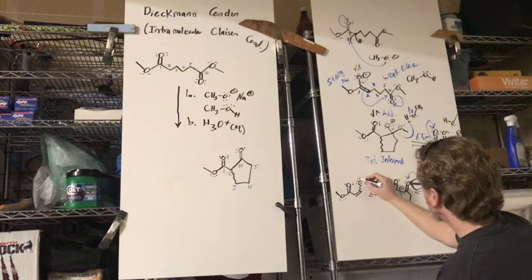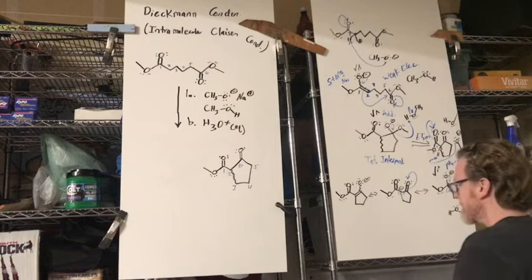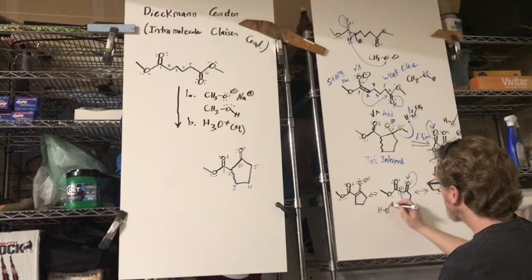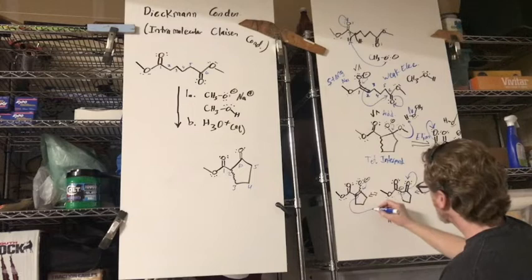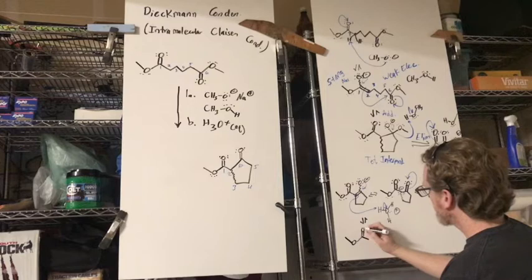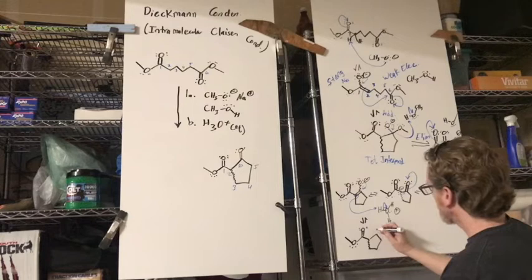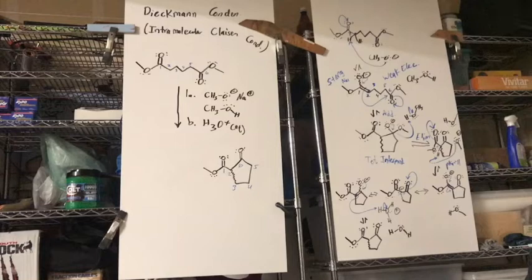There we go. And then the reaction for part A is done. It's just waiting until we add the acid workup to finish it off, and I can do that from any of these resonance structures. Hydronium comes along and protonates it like so. Voila. That's the Dieckmann condensation, just an intramolecular Claisen condensation.